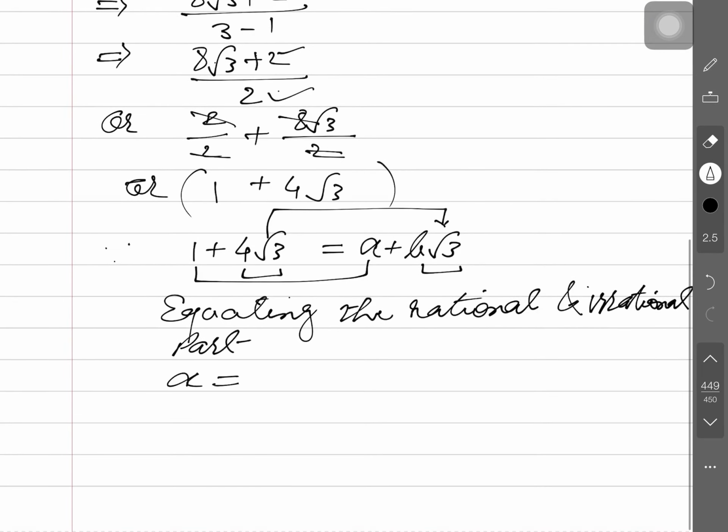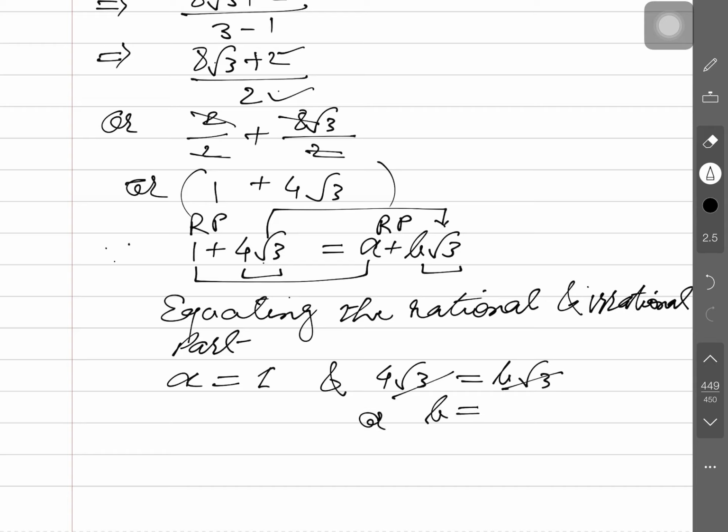So a is equal to 1, this is the rational part. Clear? You may see here this 4 root 3 is equal to b times root 3. This is that, this is that. So what shall be here? b is equal to 4. Your answer is now a is equal to 1 and b is equal to 4. Understood the method of solving the question here?